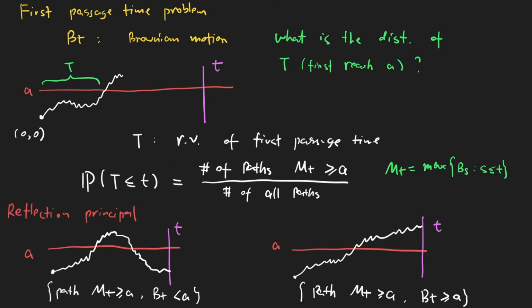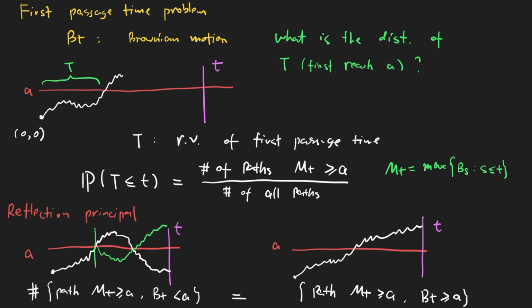So basically, if we take a path from the first case, we can just reflect this part of the path along the threshold A to the other side. And these two paths will have the exact same probability because of the symmetry of the Brownian motion. So for each path we found in case 1, we can just reflect part of the path to find its twin in the second case. It just means that the number of paths in the first case equals the number of paths in the second case.